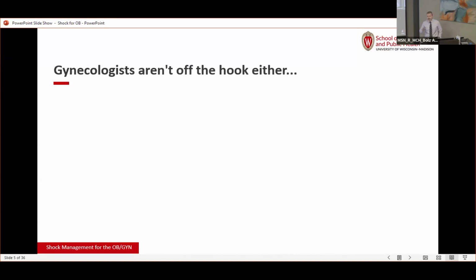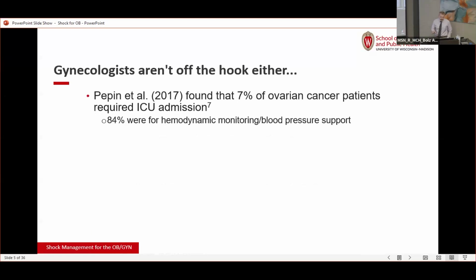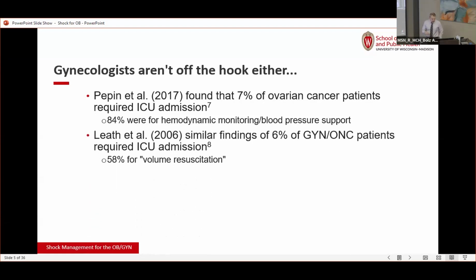The gynecologists, you aren't off the hook either. It doesn't seem like we have any gyn-oncs here, but they're the main culprits. So 7% of ovarian cancer cases end up in the ICU. 85% or 84% of those were due to hemodynamic monitoring or blood pressure support, which sounds like shock. An older study said that 6% of gyn-onc patients ended up in the ICU, 58% due to volume resuscitation, which also sounds like shock.